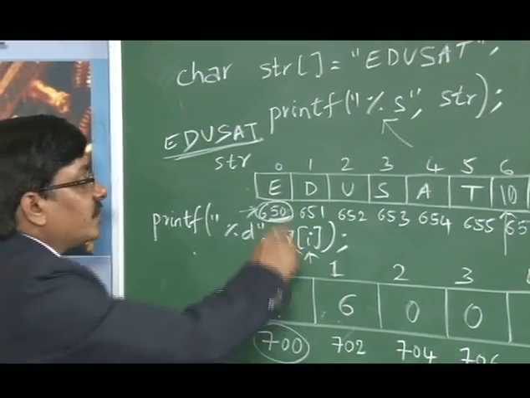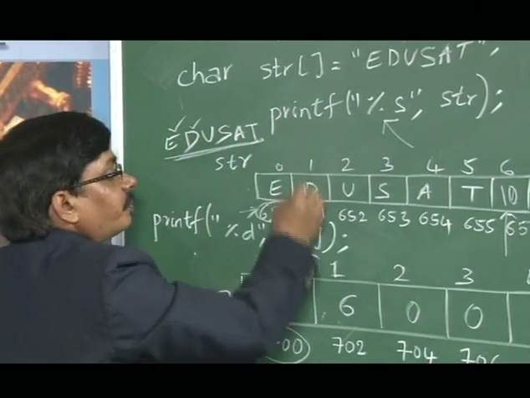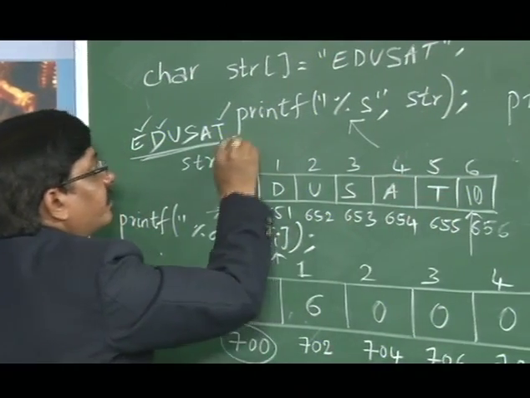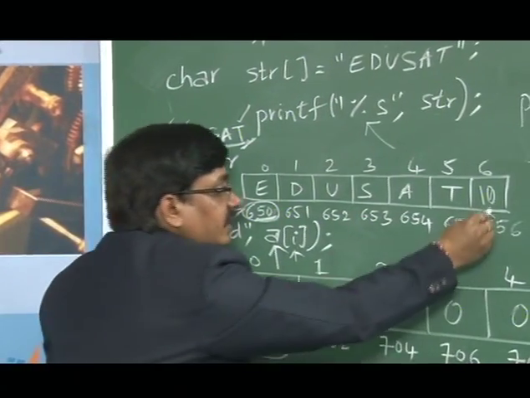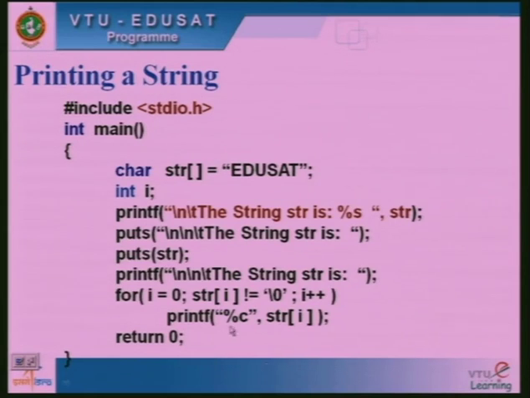Fine. When i is equal to 0, you print E. When i is equal to 1, you print D, and this you continue up to i equal to 5. When i is equal to 5, str[5] is T, which gets printed over there. When i becomes 6, it is the last character of the array. When you have reached the last character, you check the condition str[i] not equal to the null character. When i is equal to 6, str[6] is equal to the null character, so you come out of the loop. When you come out of the loop, you have printed each character one by one.